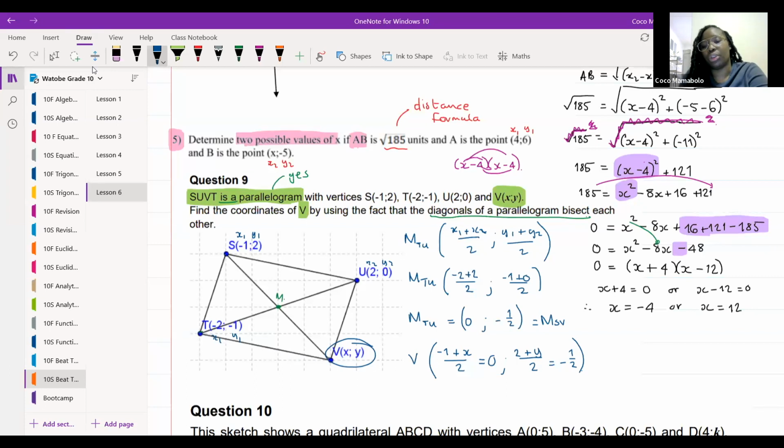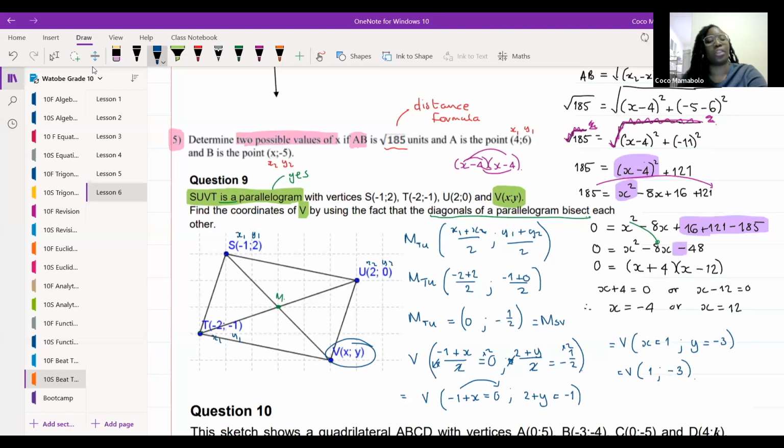In order to solve for V, we multiply by 2 on both sides. Those 2s will cancel. I will get -1 plus x is equal to 0. And over here, times by 2, those 2s will cancel. I will get 2 plus y is equal to -1, because -1/2 times 2 is -1. That will go over to that side. Therefore x must be equal to 1, and y must be equal to -1 minus 2, which is -3. So my coordinates for V would be (1, -3).